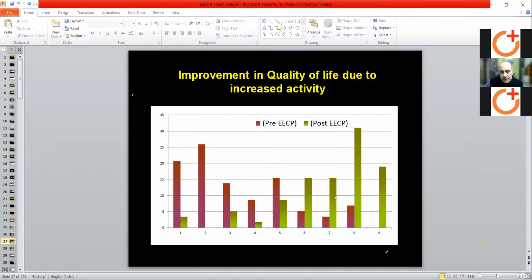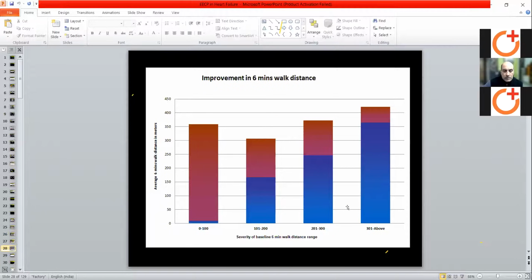Their activity scale did improve from low scores to a higher score towards the completion of the ECP protocols. And the 6-minute walk test also improved substantially, in 95% or more of the patients. And the maximum improvement was there when the baseline was poorest. The blue marker is what happened before the counterpulsation, and this is the substantial improvement in their 6-minute walk distance after the completion of ECP. So that was a substantial improvement, and the sickest population did the best.